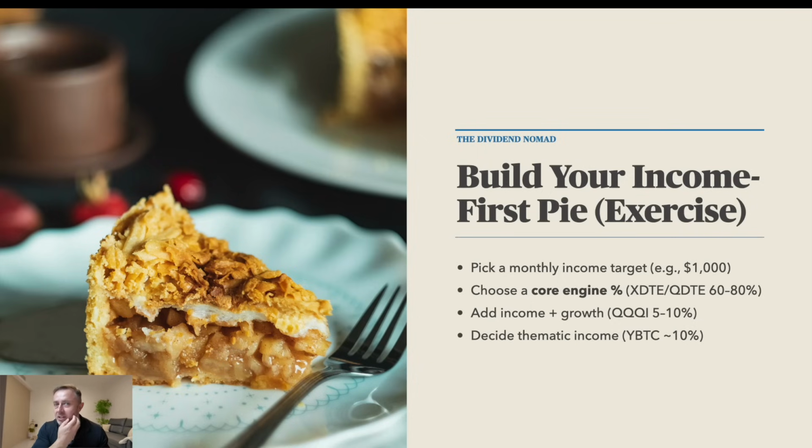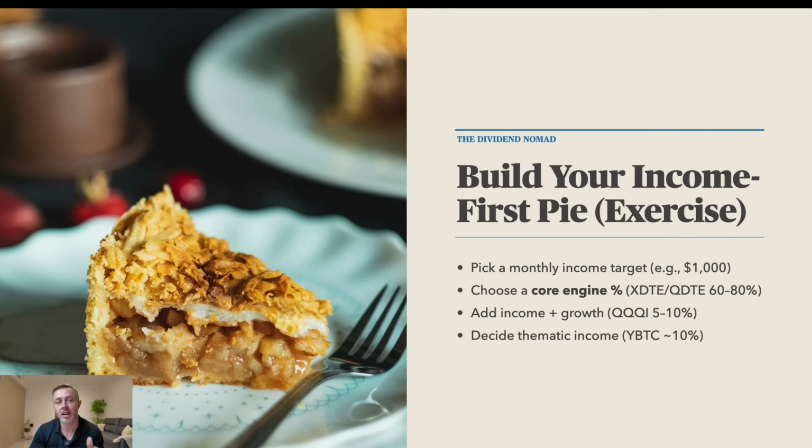And then last, I also chose a thematic income. For me, that's Bitcoin, because I believe in the future of Bitcoin. If you believe in Bitcoin, you could choose something like YBTC and make it 10% of your portfolio. If you believe in some other theme, like semiconductors or real estate, or AI, you can choose any type of theme and find an ETF or a stock that pays income based on that theme that you believe in. I believe in the Bitcoin theme.